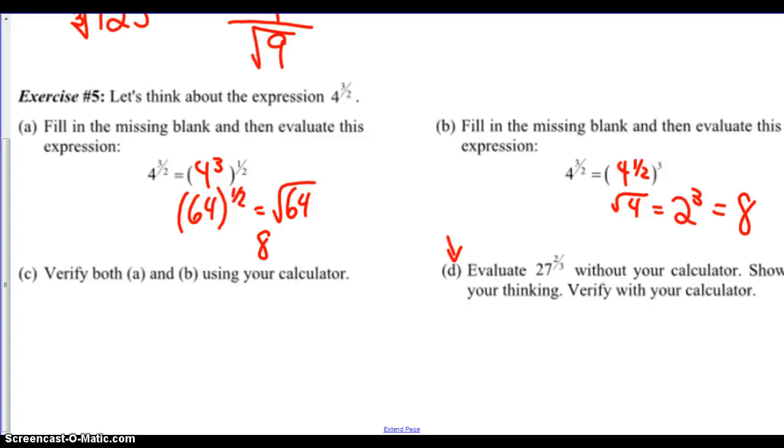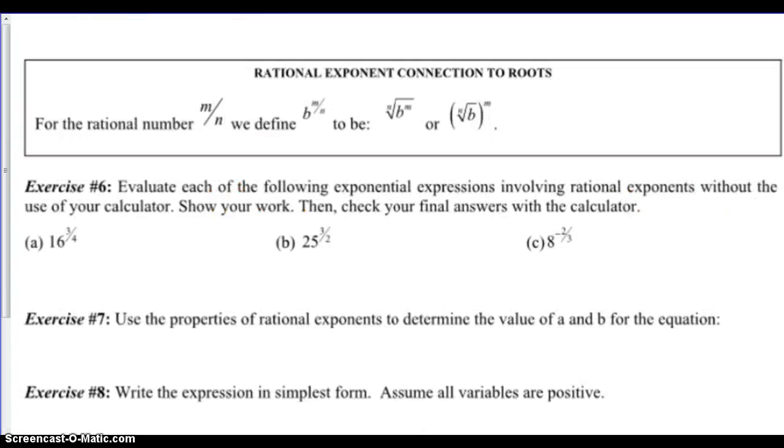Try it without your calculator. If you need the calculator, have it there. But I want you to see how the pieces connect. So as we're writing here, for rational numbers, m over n, we're going to define that the m is the power right inside, and that the n is the root. So right here, we're going to evaluate each of the following exponents involving rationals without your calculator to show your work, and then check it in the calculator.